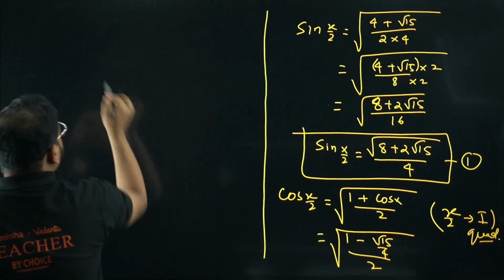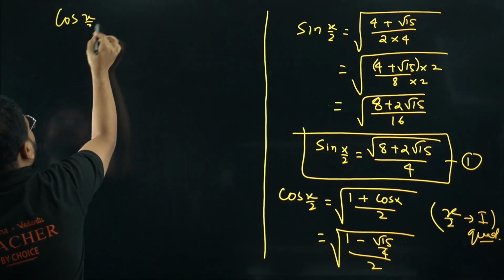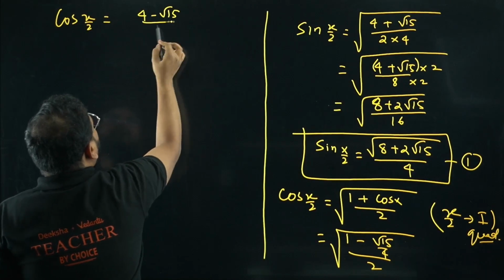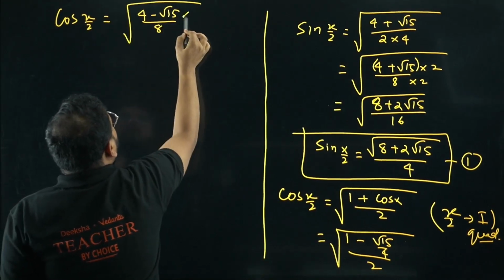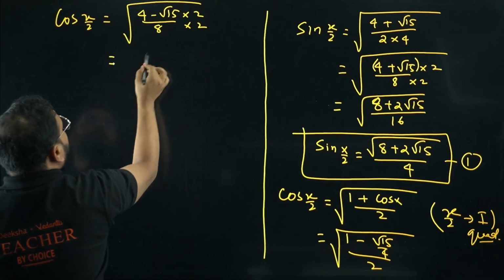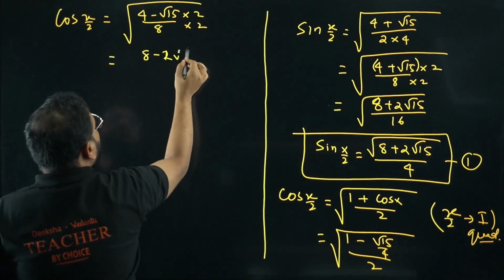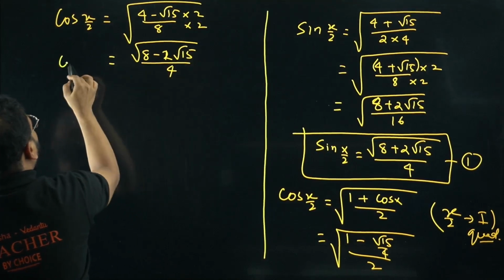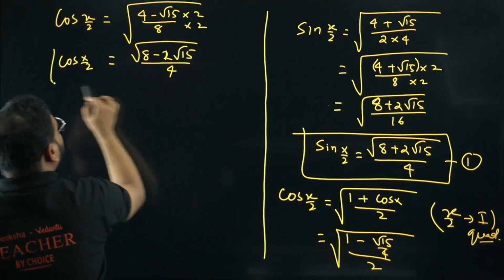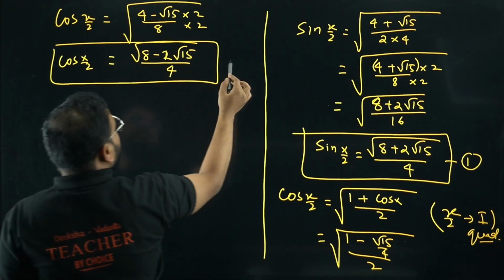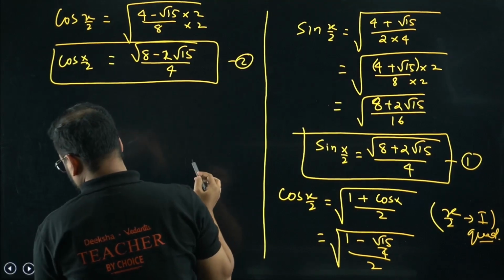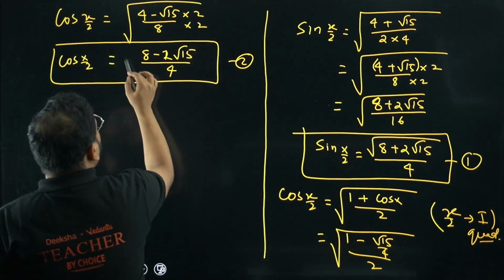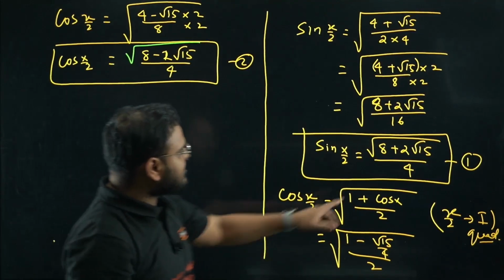Okay, so what I can get for this, please check. Cos of x by 2 will turn out to be 4 minus root 15 by again 8, multiply here 2 and 2, what we get, bacha? 8 minus 2 root 15 by 4, but this time it will be under root again. So I have here cos of x by 2 also known now. Please check. This is my equation number 2. I can write this like here. Please check, only the sign changes from plus to minus.